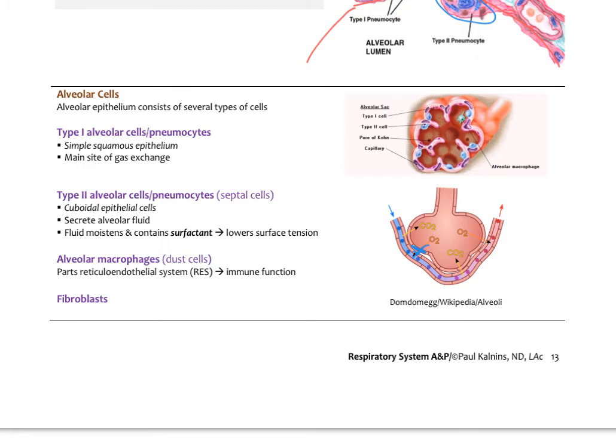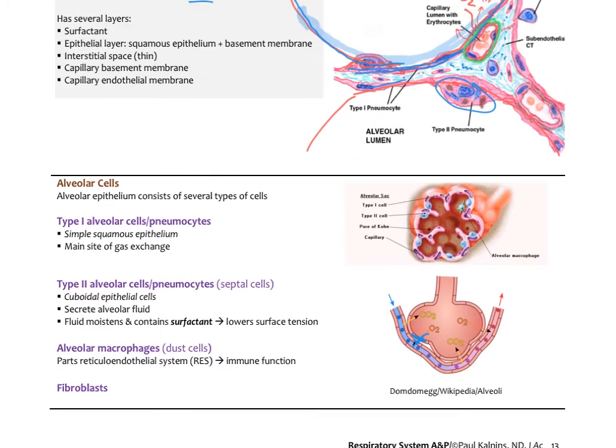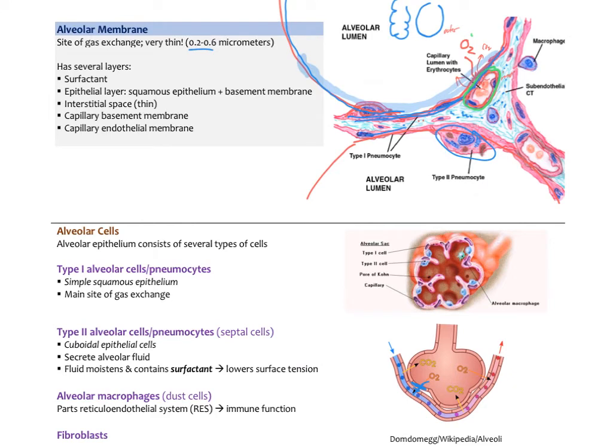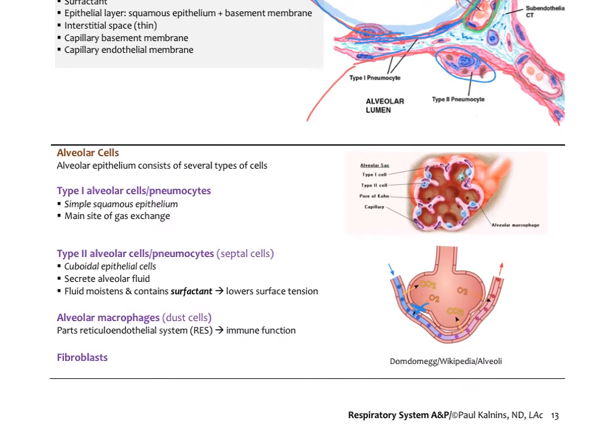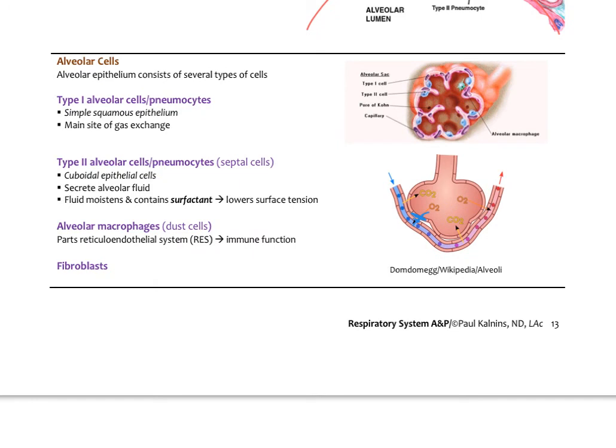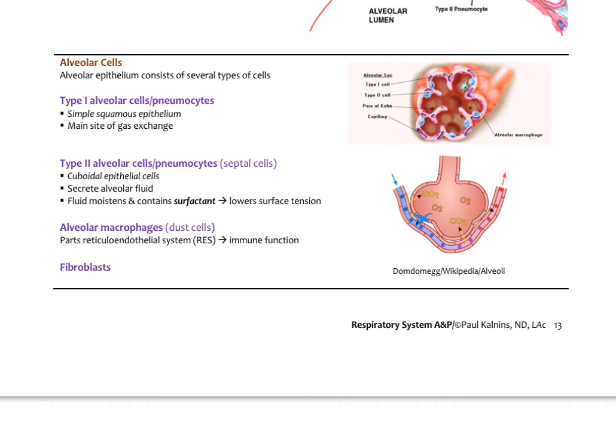And then finally, there are macrophages found here. I believe this picture shows a macrophage kind of hanging out there in the alveolus. The macrophages also are known as dust cells because they actually accumulate dust particles, coal particles, soot, things like that. And they are part of what's called the reticuloendothelial system. These are your macrophages found all throughout the body that are involved in innate immune defense.